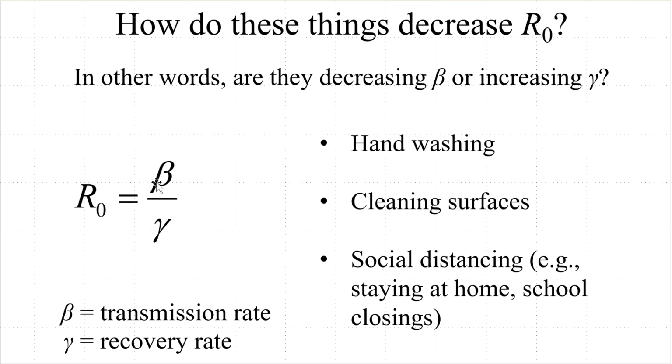And if you can decrease beta, you decrease R naught, right? Hand washing decreases the probability that if you have received viruses on your hands, you will transfer them to your nose or mouth and infect yourself. It also decreases the chances that you will pass on the pathogen to someone else if you have it on your hands. The same for cleaning surfaces. And social distancing, as those papers show, decreases the rate of transmission by decreasing the probability that individuals will be infected when they come in contact with one another, but also just decreasing the rate at which S bumps into I, right?